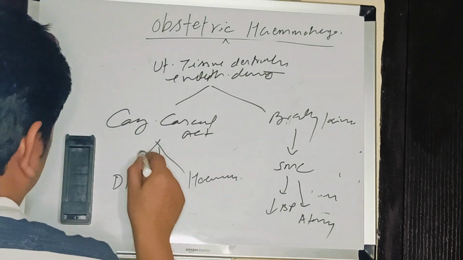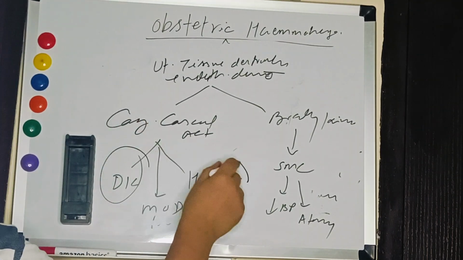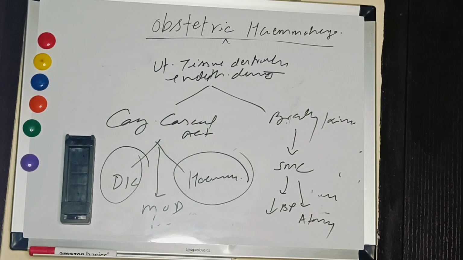So on the one hand there is a problem with coagulation, on the other a problem with bleeding. Both types of problems can occur in obstetric hemorrhage. It is a very challenging problem and needs coordinated efforts. Thank you.